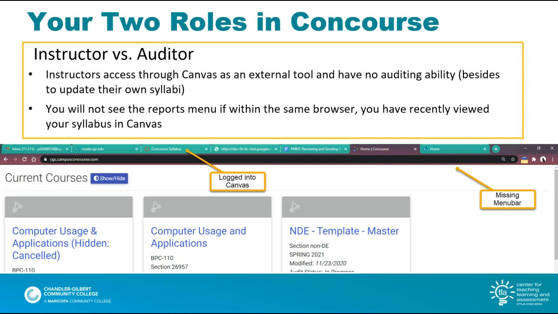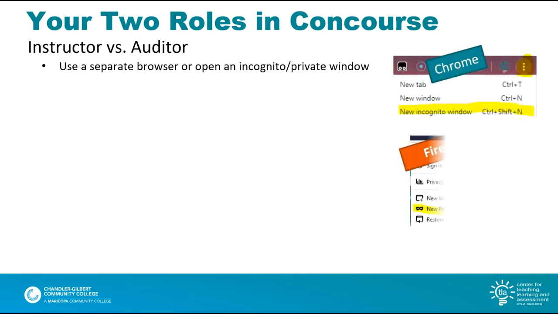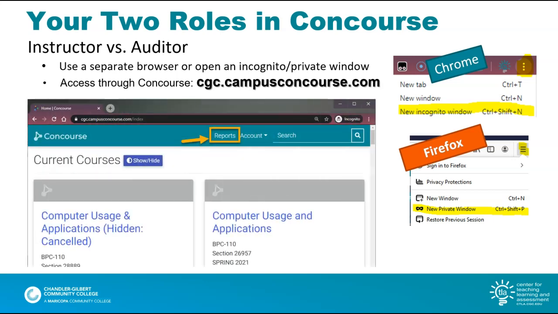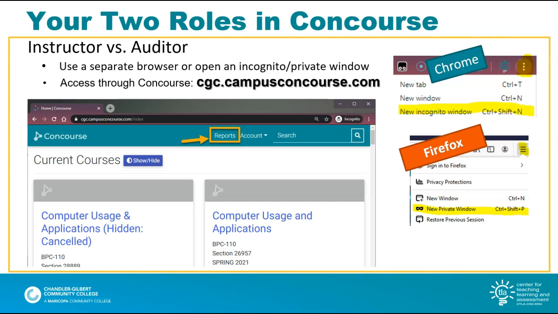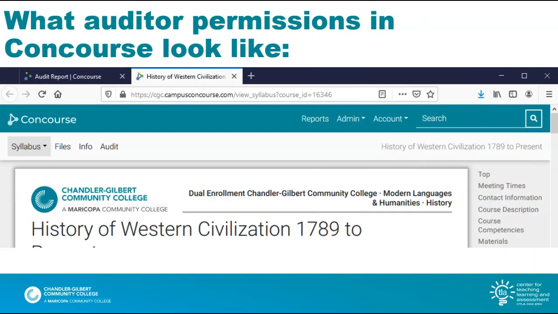So first thing when you are about to audit syllabi is to consider using a separate browser or a private incognito window, either in Chrome or Firefox browsers. In that way, when you log in directly to the Concourse system, it will know you as an auditor, and you will have the Reports tab at the top, and you will have the Audit button on syllabi that you have audit rights for.